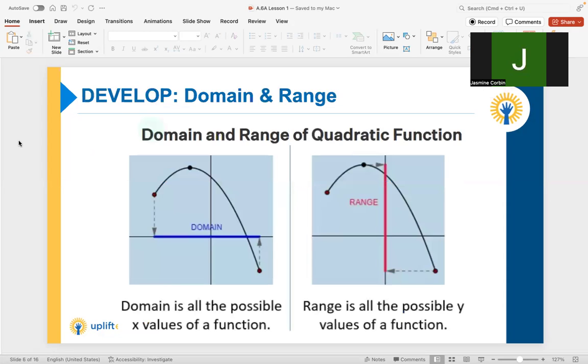So we're going to recap real quick over what domain and range is. Remembering that the domain is all the possible x values of a function, similarly to what we learned in linear. And range is all the possible y values of a function. So when we think about the domain, we're talking about how wide the function is going from left to right. And when we're talking about range, think about how tall. How tall is the quadratic? That's how we would describe the range. All right, so let's get into an example problem, see how this goes.